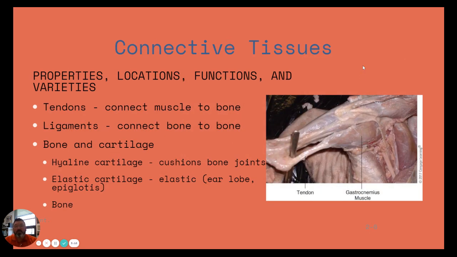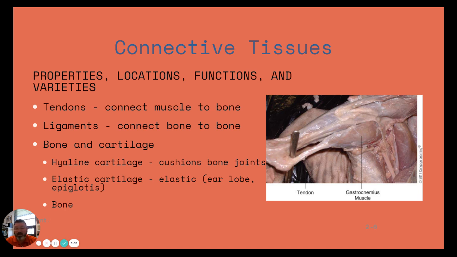Of course, we then have to transition and talk about connective tissue and the different functions and locations where you might find connective tissue in the body. First is tendon. Tendon connects muscle to bone, and that's how you make the limbs move. So it's very important for that to function and be made properly.